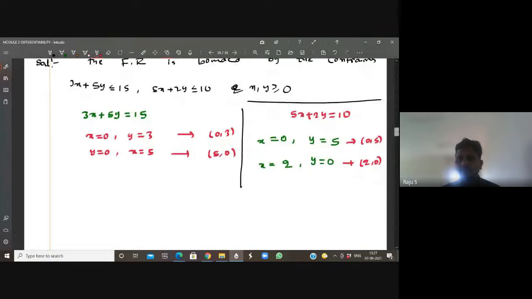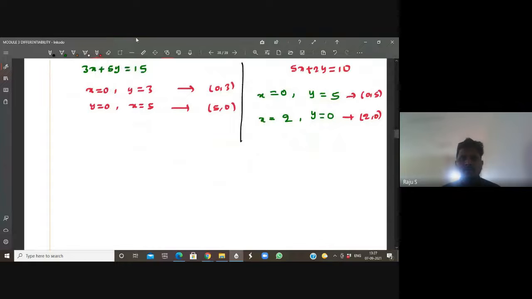First, I am going to draw these two lines in the xy plane. So the highest value on x-axis is 5, y-axis is 5.